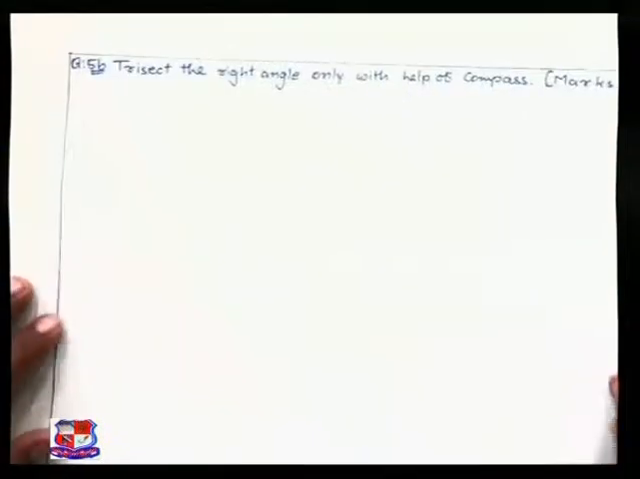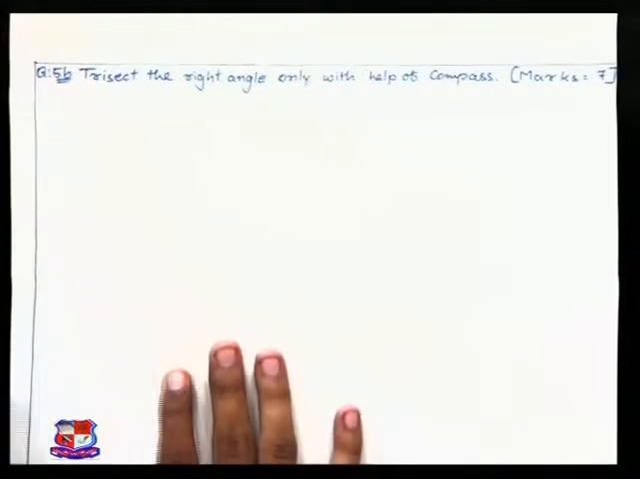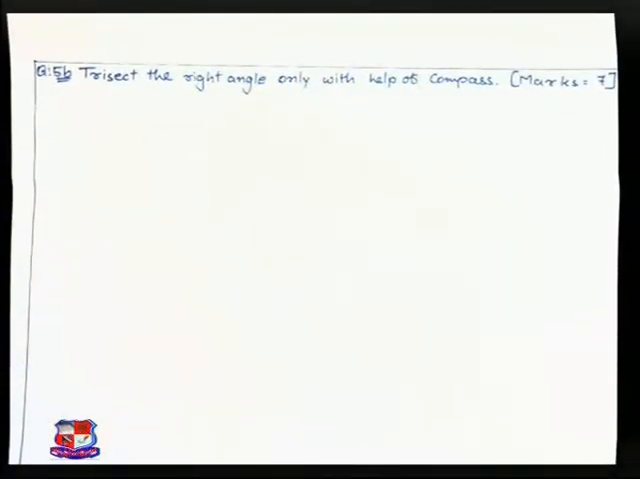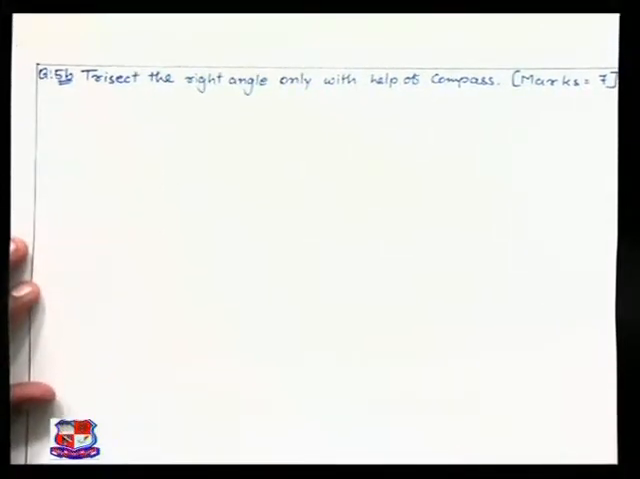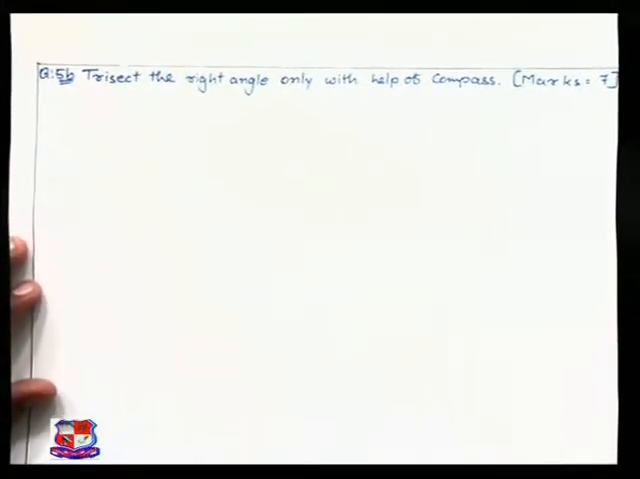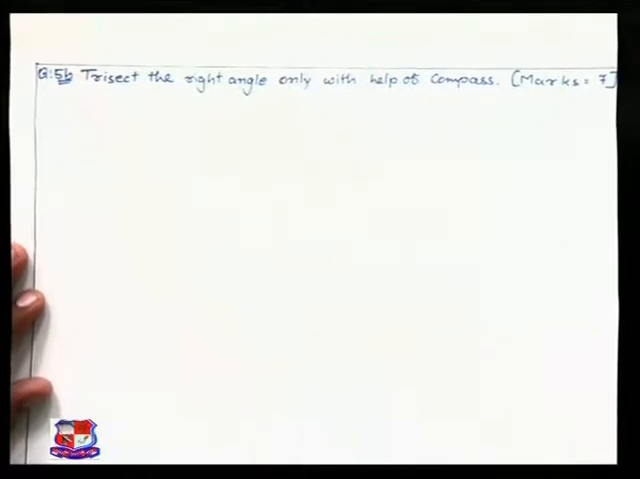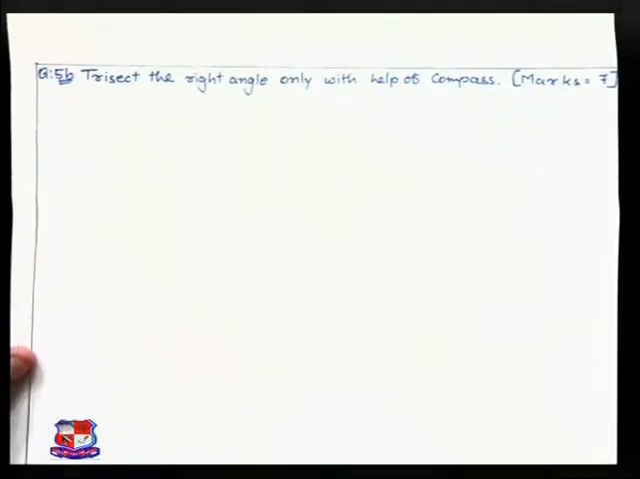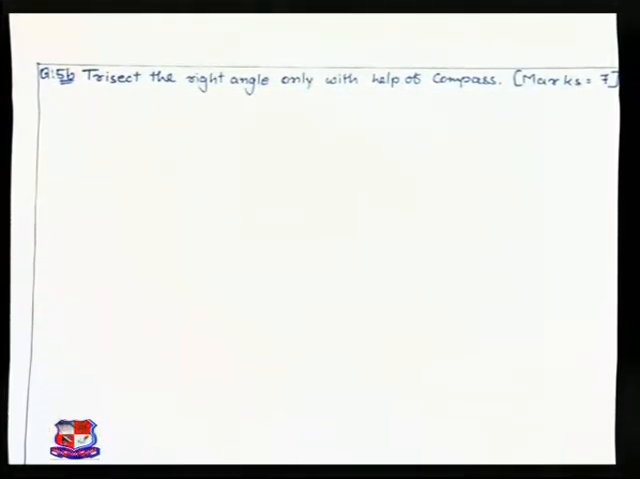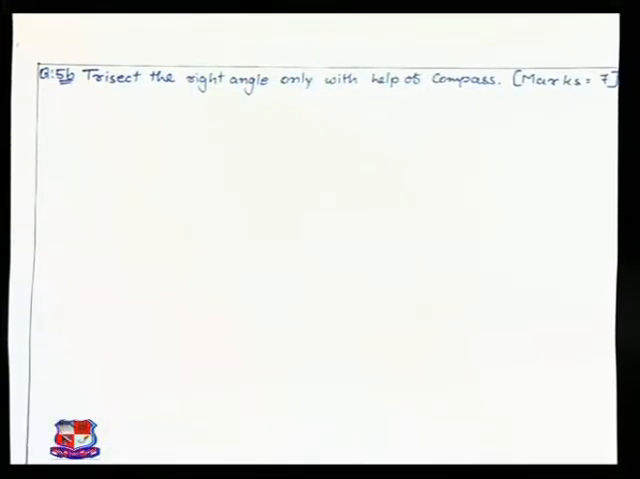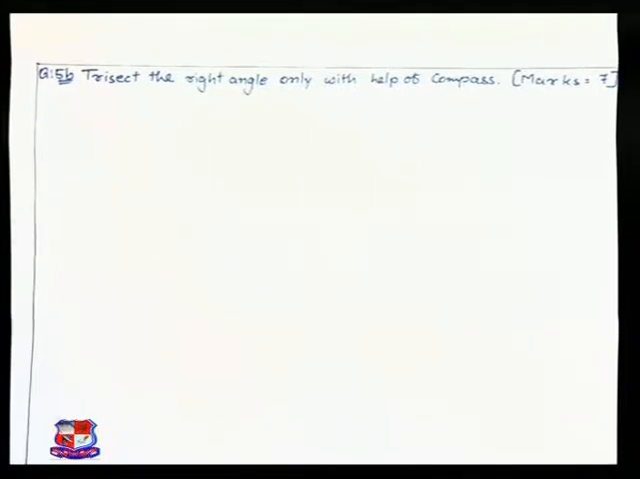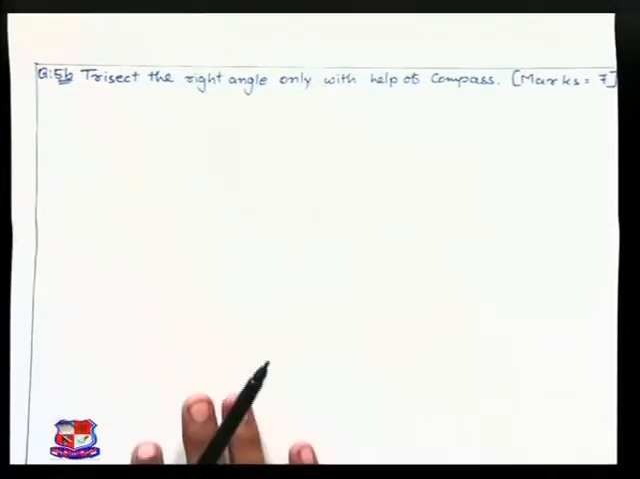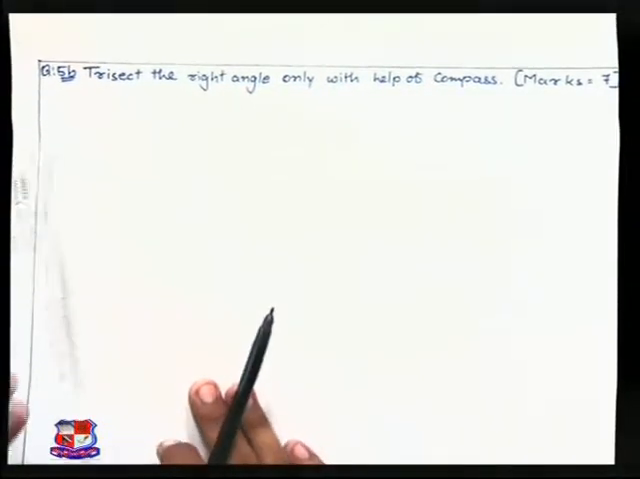Now we will proceed to another problem. It's a very simple problem, but sometimes these kinds of problems are asked for 7 marks. This is a very simple problem, and you can do it in just 2 minutes. It is given that you need to trisect the right angle with the help of the compass only.